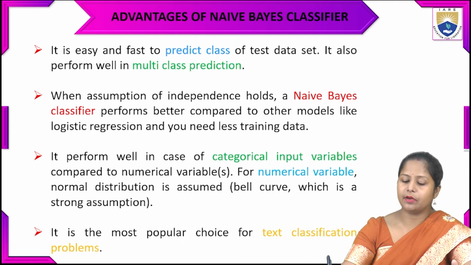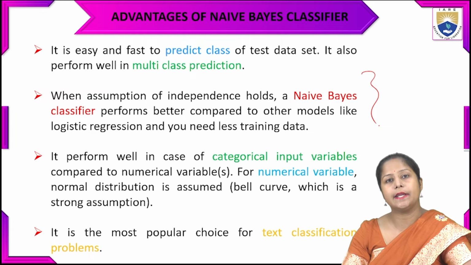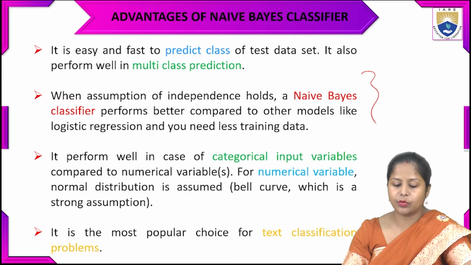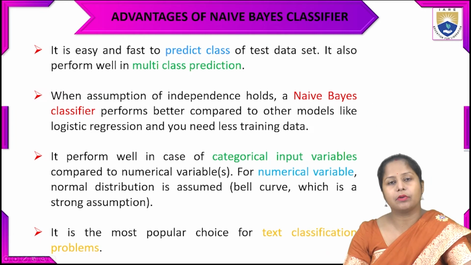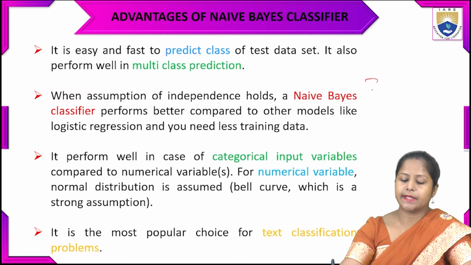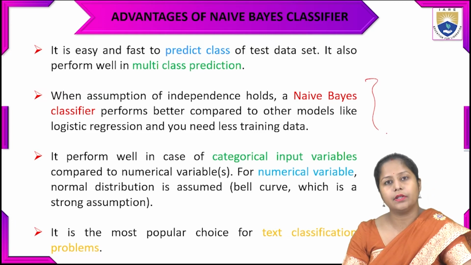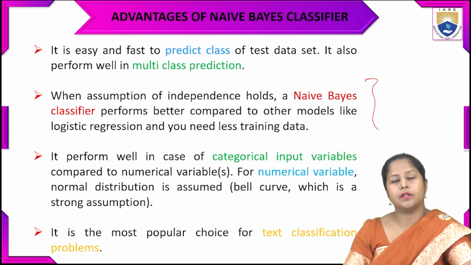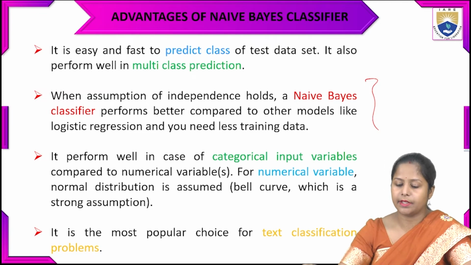When the assumption of independence holds, the naive Bayes classifier performs better compared to other models such as logistic regression, and it needs less training data. Because of that, the naive Bayes classifier gives better results than other models.